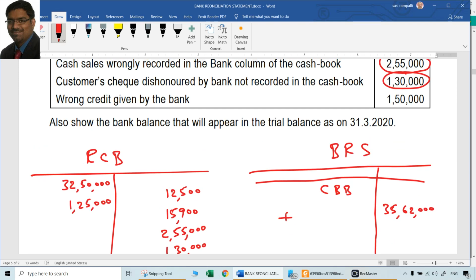The wrong credit given by the bank. This is not something we can rectify in the cash book because it is not our mistake. We cannot do anything. It is the bank's mistake. We will intimate the bank and the bank will rectify it later. But now it will become a reconciliation item.